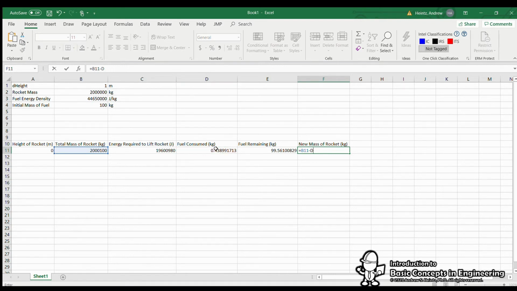Actually, let's do it this way. Let's do it with the amount of fuel remaining. Oops, B11 plus the amount of fuel remaining. And then let's actually do this instead. Let's go initial rocket mass.